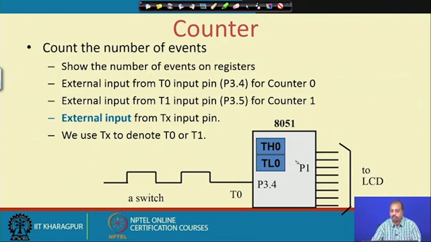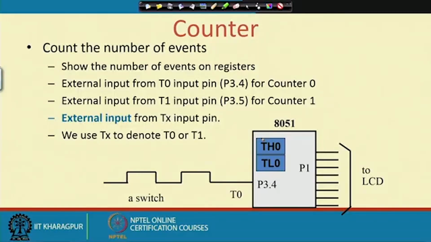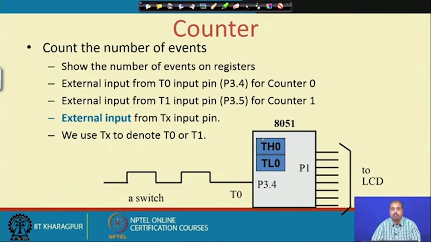This counter, this TH0 TL0 pair, will hold the number of events that have occurred, and the value will be stored in the register. For the two timers, timer 0 and timer 1, or counter 0 and counter 1, we have two pins T0 and T1 that correspond to this external event. T0 is for counter 0 and T1 is for counter 1. Correspondingly they are multiplexed with port 3's bit number 4 and bit number 5. This external input comes in the Tx input pin, so x equal to 0 or x equal to 1, either of them.